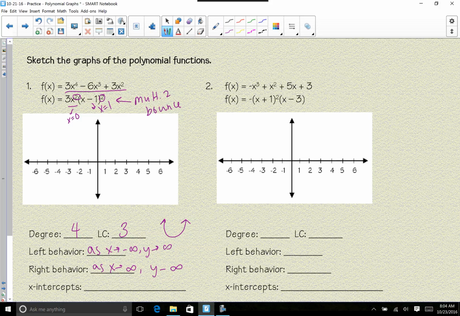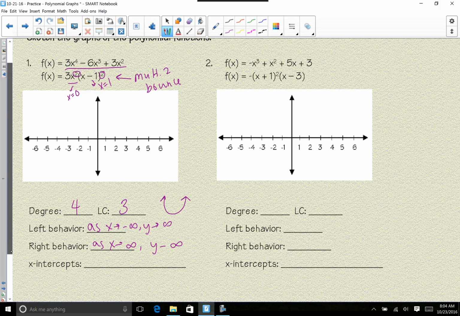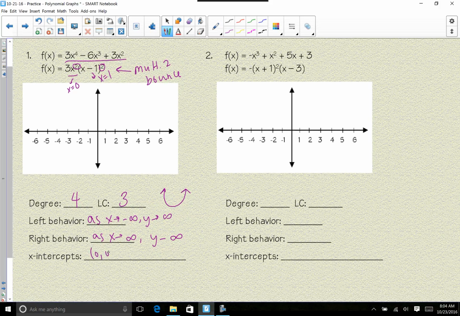So for my x-intercepts, I have for the first one, 0, 0. But it has a multiplicity of 2, so we bounce. And then I have 1, 0 with a multiplicity of 2. So we bounce here as well. Okay, so 0, 0, 1, 0. And I know that in each of those I'm going to have to bounce.